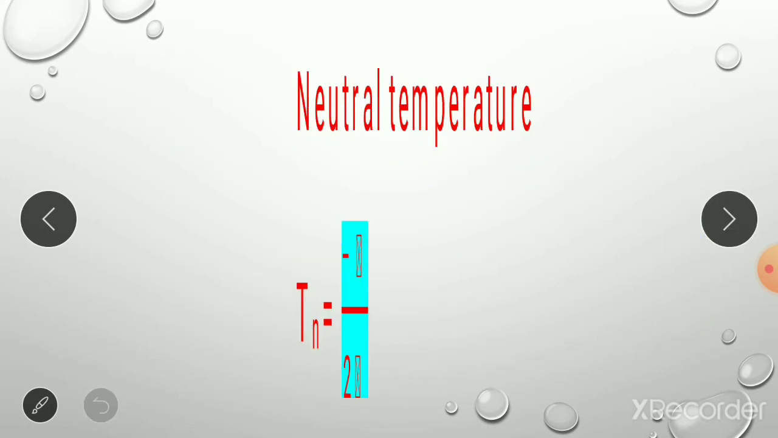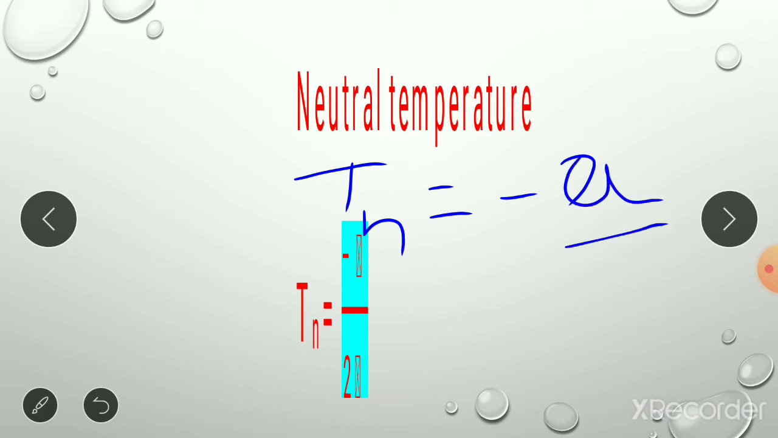Next, neutral temperature. How to define neutral temperature? It is the temperature of the hot junction of the thermocouple at which the thermo EMF is maximum. So what is the relation? Tn is equal to minus A over 2B. A over 2B. This is the relation for neutral temperature.